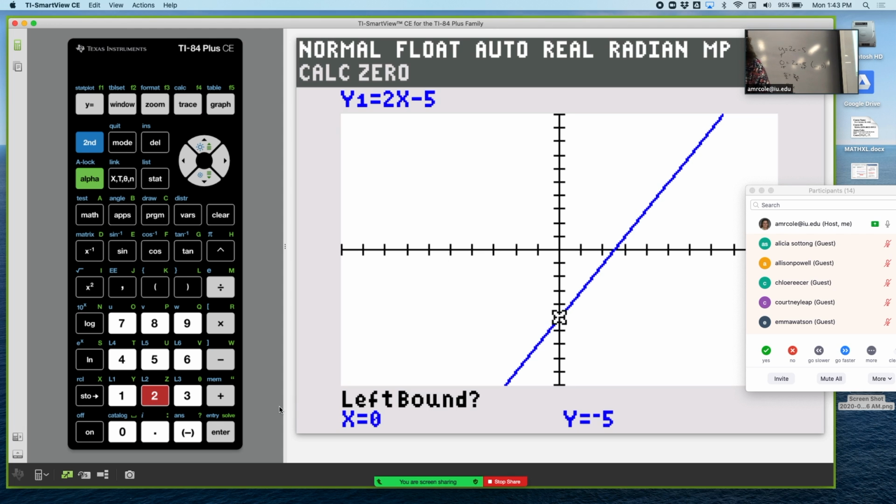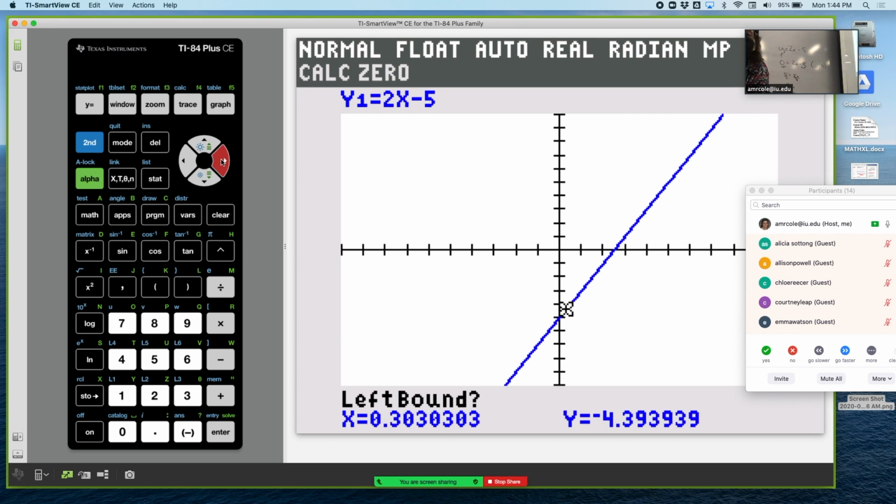Now it says left bound. Stop and think about this. Right here is my x-intercept. You have to think of the graph going left to right. So this down here is the left side of that x-intercept. Does that make sense? And if this is the x-intercept, then up here would be the right side, or right bound. So that blinking cursor right there is on the left side.